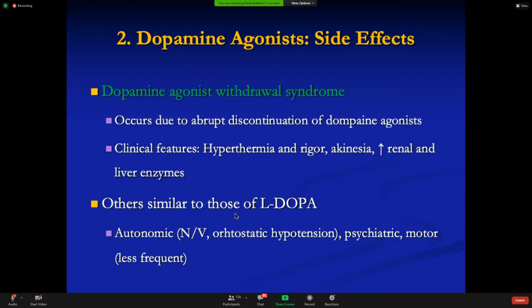Now, the other side effects are the same as with L-Dopa, which are autonomic, as I mentioned: nausea, vomiting, orthostatic hypotension. It could be psychiatric or motor. Motor is less frequent, but the nausea and vomiting, they might have it like with L-Dopa.